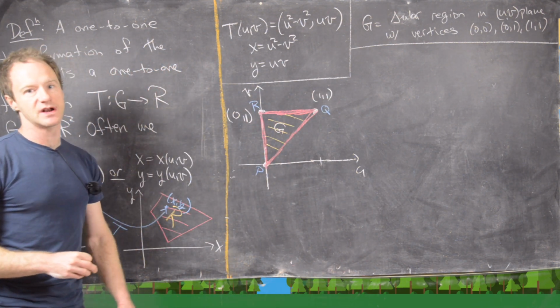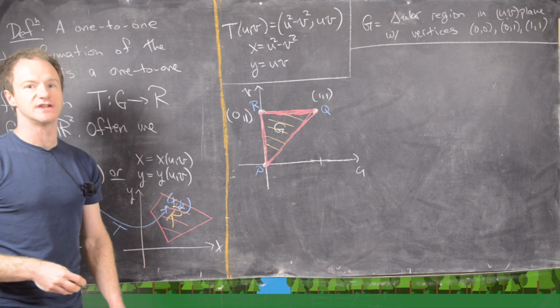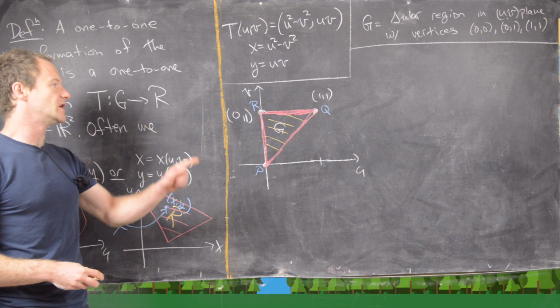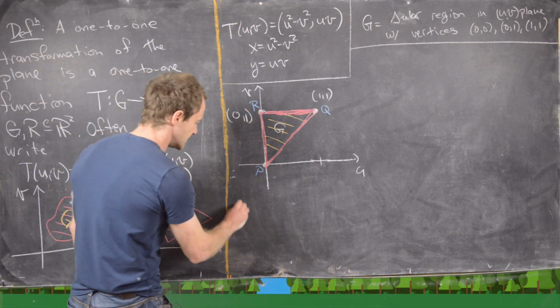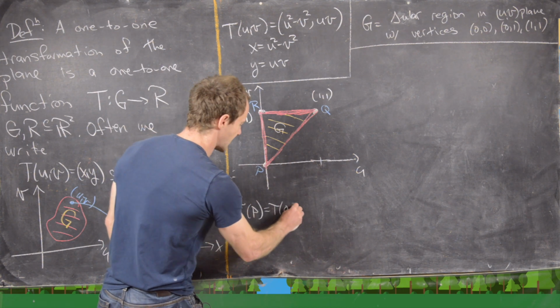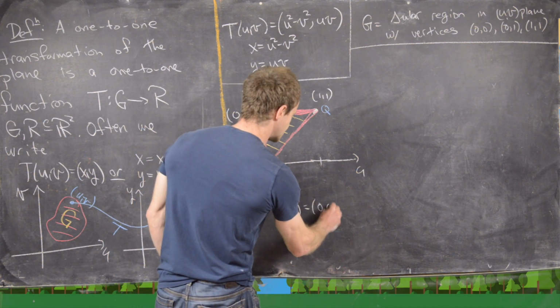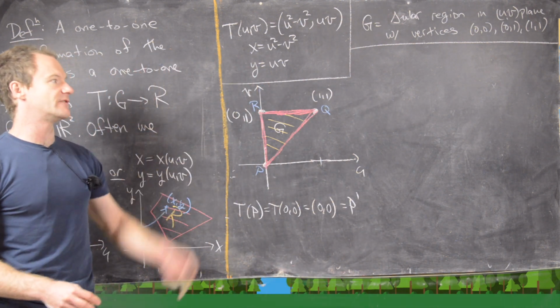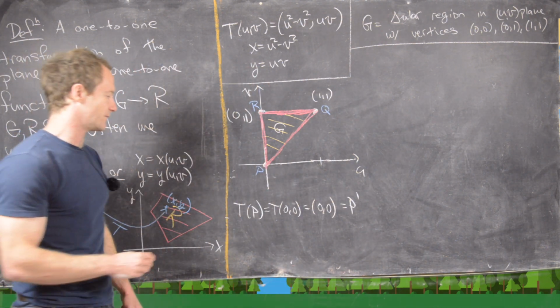And the first thing I want to do is see what my transformation does to these 3 points, and I'll call those points P prime, Q prime, and R prime. So notice T evaluated at P, so that's T evaluated at the origin, which gives me the origin, and so I'm going to call that P prime, and that's going to live over there in the XY plane.